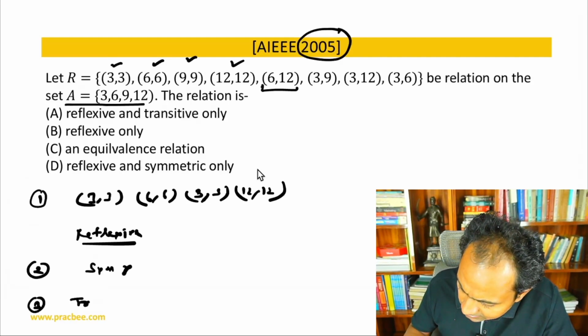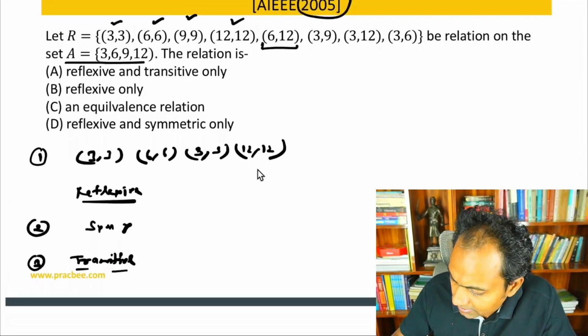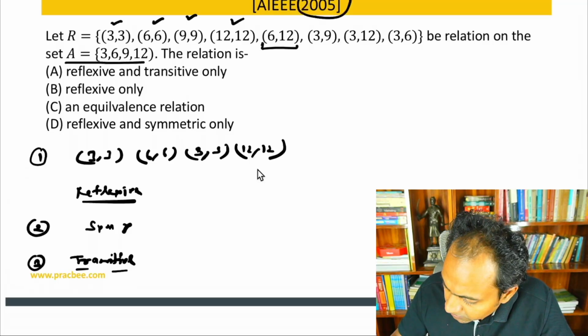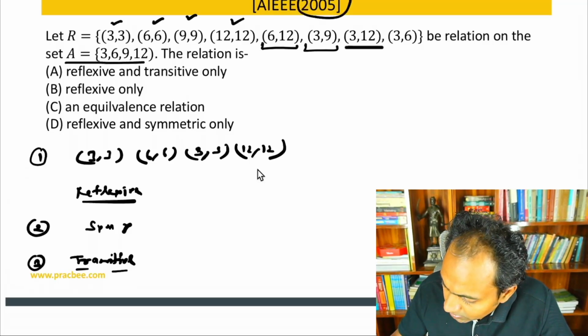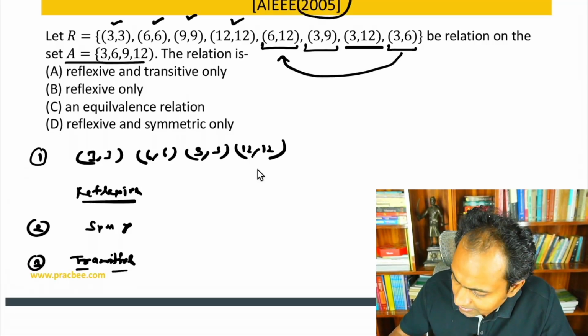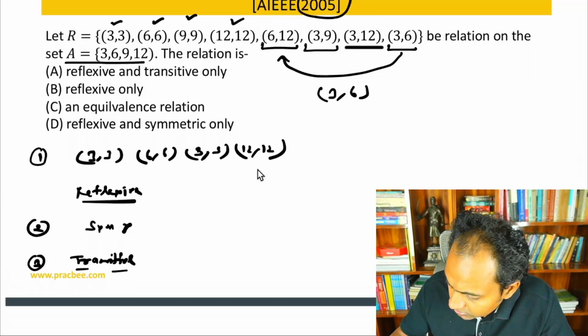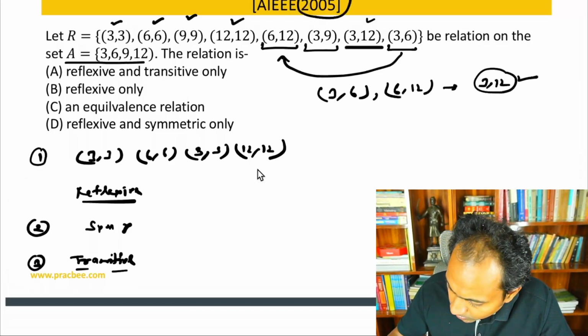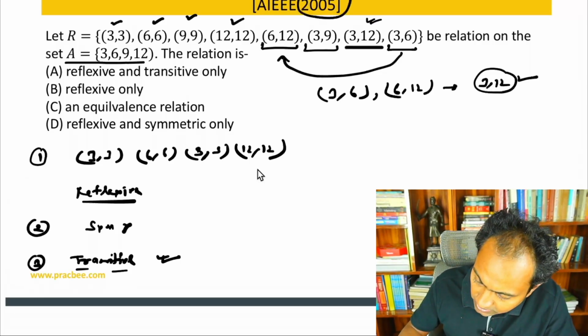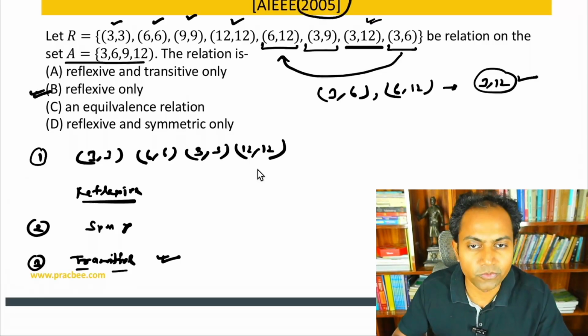And third, for transitive, it is again an if-then condition. You can see that the (6, 12) pair is there, but the first element 12 is not present, so we can't use this. (3, 9), but first element 9 is not present, so we can't use this. (3, 12), but (12, something) is not there, we can't use it. (3, 6), this will connect to this element. So if (3, 6) is there, corresponding to that (6, 12) is also there. So if these two are there, then if (3, 12) is there, it will become transitive, and (3, 12) is there, so transitive it is. You can see that option B comes out to be true.